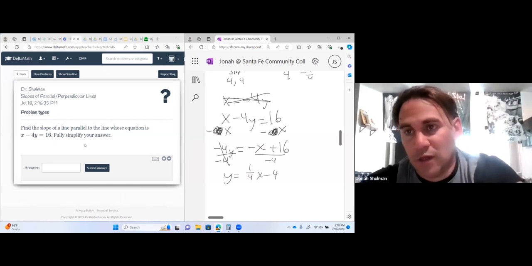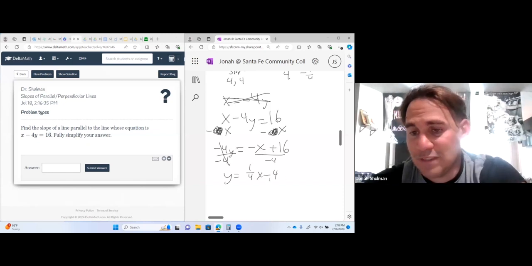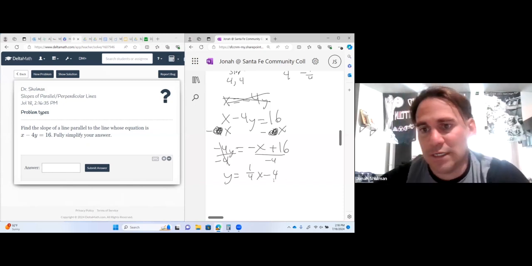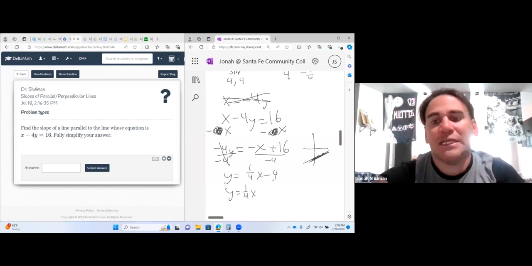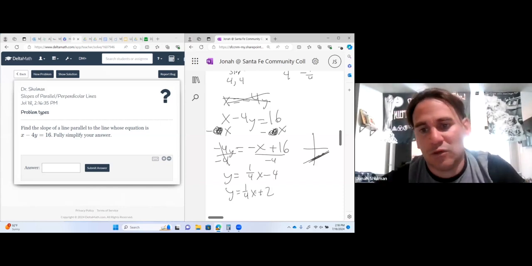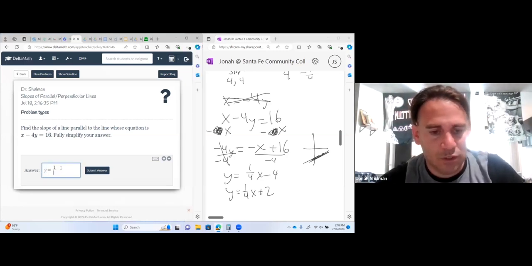Now, if we want parallel, we want the same slope, but we can't have the same minus 4. If we have minus 4 again, the lines look like this. Negative 4 up 1 over 4. If I make it negative 4, both lines are over each other. They're not parallel. So I just need to put y equals 1/4 x plus 2. You pick anything else you want. If it was perpendicular, it would be negative 4. So here we go. Y equals 1/4 x plus 2.